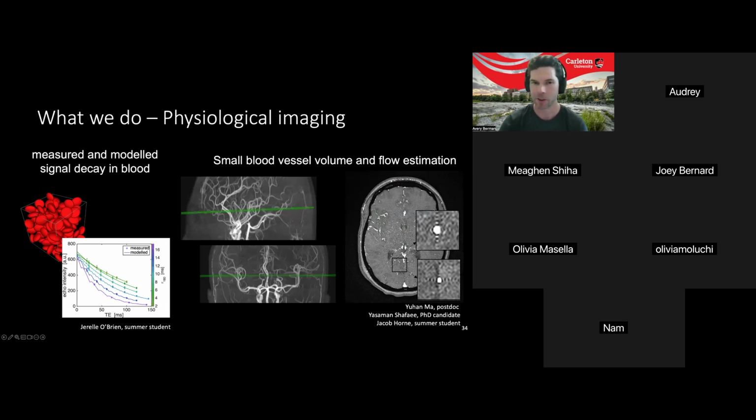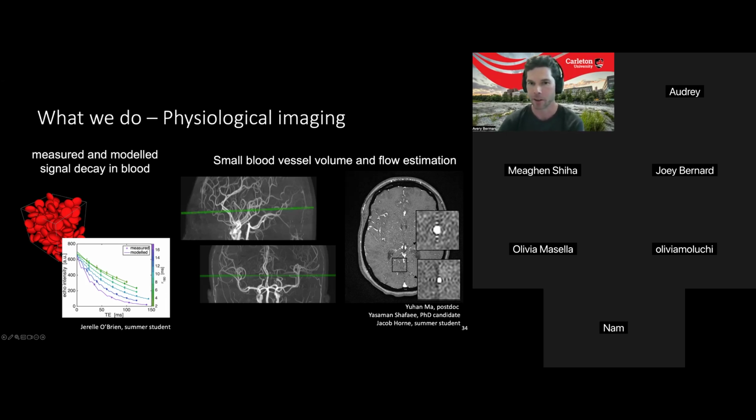So other physiological imaging projects I'm working on are trying to understand the MRI signal from blood, understanding how the packing and shape of red blood cells can impact the MRI signal itself, which is important for understanding how oxygen is delivered by the blood itself. Certain blood disorders like sickle cell disease can dramatically change the shape and morphology of the blood cells. So we can use these tools that my student Jarell O'Brien is developing to try to understand how different pathologies can impact signal directly from blood.